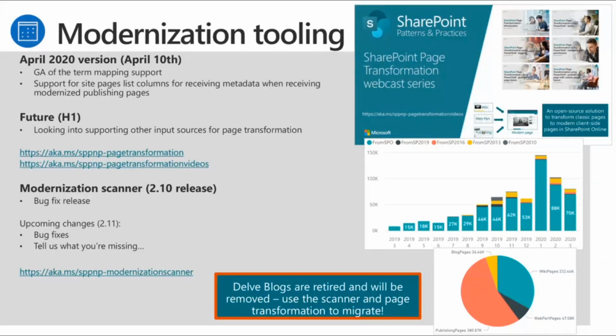As well as that, we have functionalities to manage the custom fields, custom columns on the pages list in order to show them in the property web part in the modernized page that we create, and we are working on releasing new functionalities in the upcoming releases in this first half of the year. We also released a new version of the modernization scanner together with the modernization tool, and that one includes bug fixes and some other new functionalities as well. Moreover, if there are new functionalities that you're looking for, just let us know.